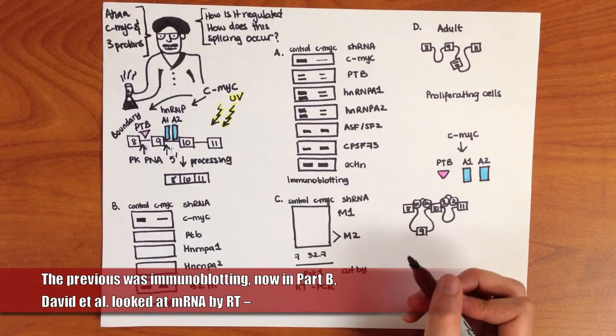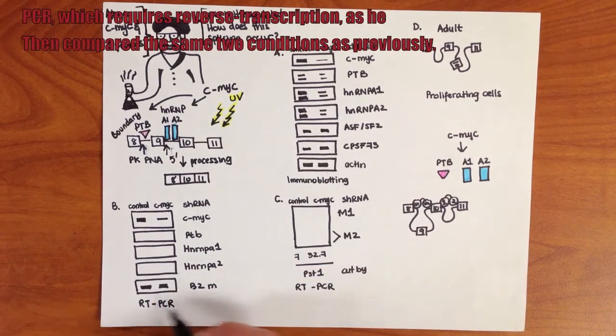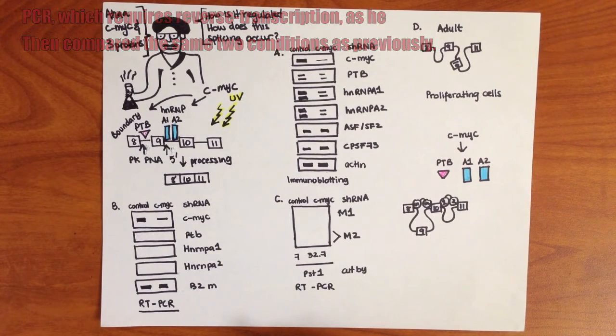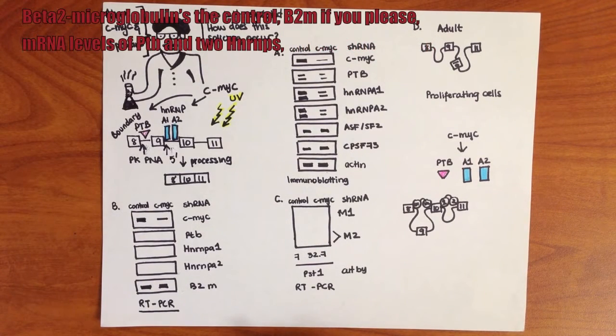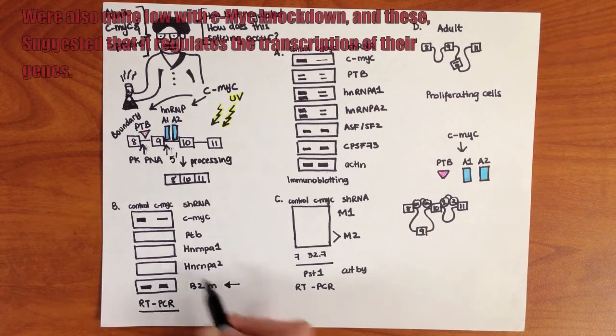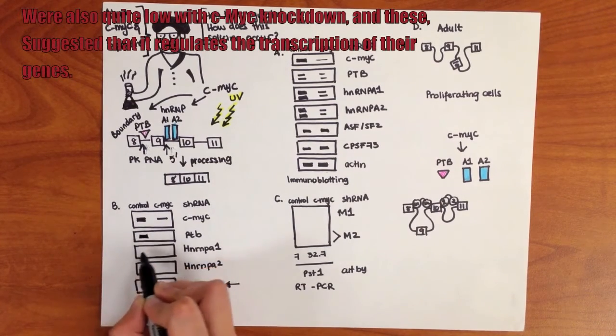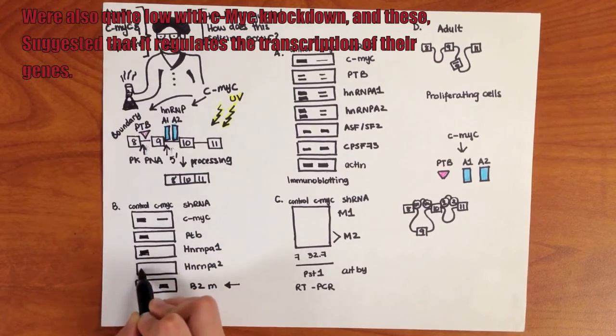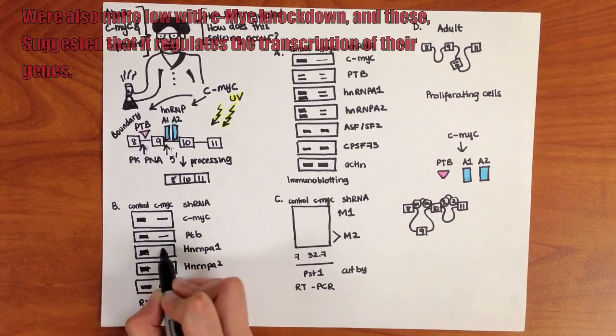Looked at mRNA by RT-PCR, which requires reverse transcription as he then compared the same 2 conditions as previously. Beta-2 microglobulin, the control, B2M if you please, mRNA levels of PTB and 2 hnRNPs were also quite low with c-Myc knockdown, and these suggested that it regulates the transcription of their genes.